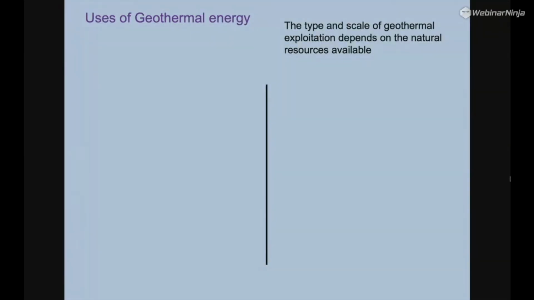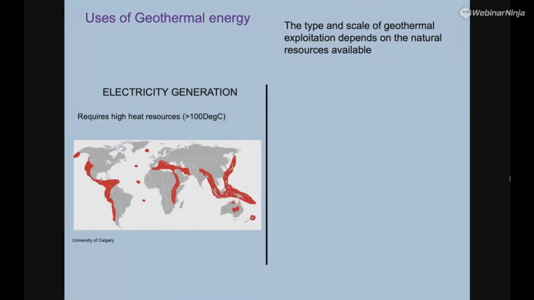So, looking at the uses of geothermal energy, the type and scale of geothermal exploitation depends on the natural resources available. For power generation of electricity, you require high heat resources. Generally you require temperatures of around 150 degrees to generate electricity, but even down to 80 degrees centigrade, roughly you need more than 100 degrees. And this map shows the conventional locations for geothermal electricity generation.